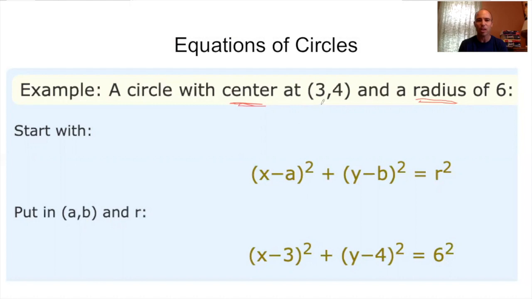All they're doing is taking that 3, plugging it in for A, taking that 4, plugging it in for B, and then the radius. One thing here is making sure that you square it. So this would actually be 36, or 6 squared. Same thing. I just want you to recognize it. 6 squared is 36.